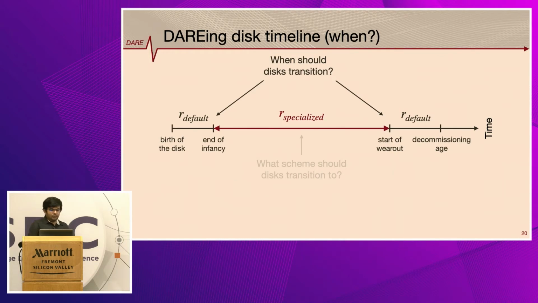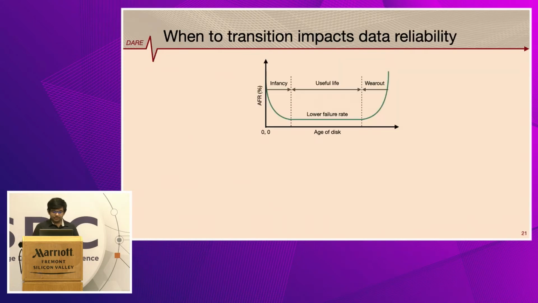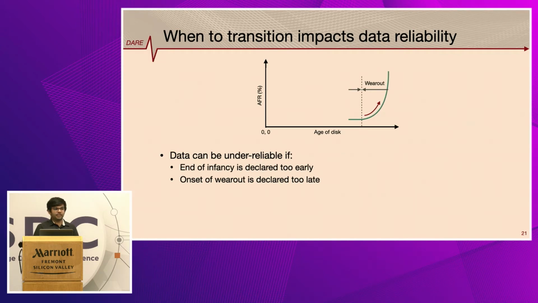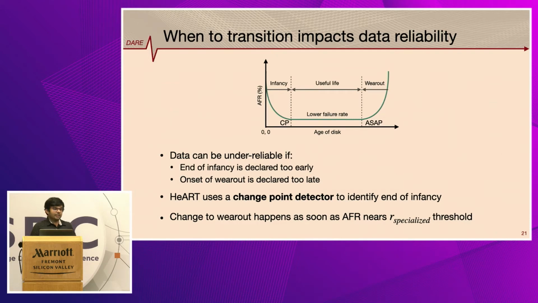So coming back to our timeline, when should disks transition? Basically, what we're asking is, how do we detect that the AFR has changed? And for that, we use the change point detection mechanism. So why is it important to know when disks should transition? Data can actually be under-reliable if end of infancy is declared too early, or the onset of wear out is declared too late, because the AFR curve is high during those two regimes of life. HART uses an off-the-shelf change point detector to identify the different knees of the curve. And as soon as the change point detector has statistically accurately identified that a change point has happened, it will inform the system to lower the redundancy to the observed failure rate.